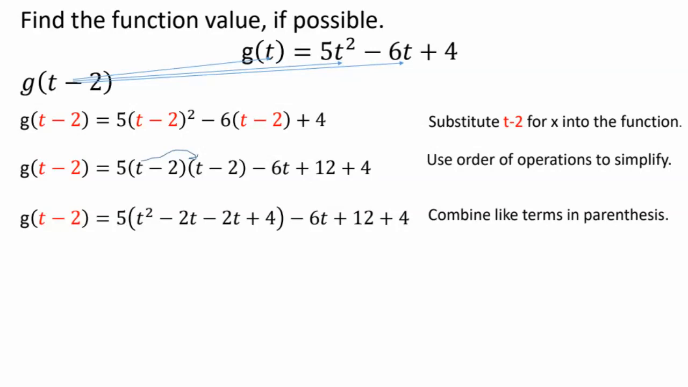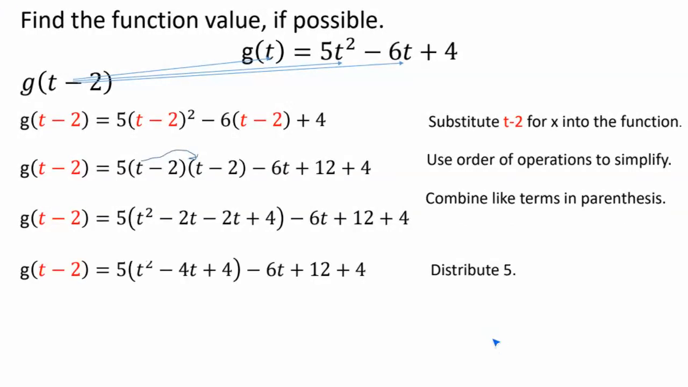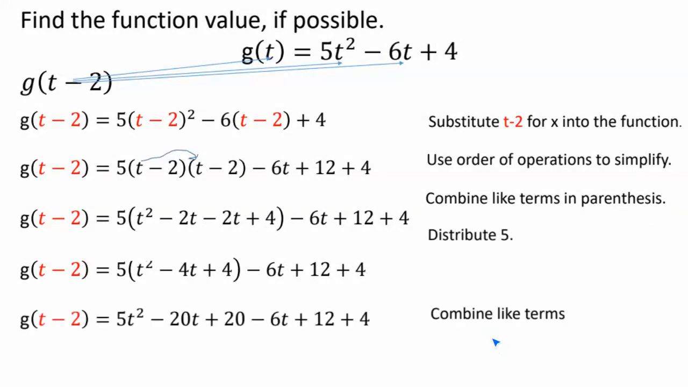And then we're going to distribute the negative 6 times t will give us negative 6t. Negative 6 times negative 2 will give us a positive 12. And we just bring down the 4. So the negative 6t plus 12 plus 4, we just bring it down and we combine like terms. But first of all, I need to distribute the 5. So here, let's distribute the 5. It's going to give us 5 times t squared is 5t squared. 5 times negative 4t will give us negative 20t. And 5 times 4 is 20. And we just bring down the negative 6t plus 12 plus 4.